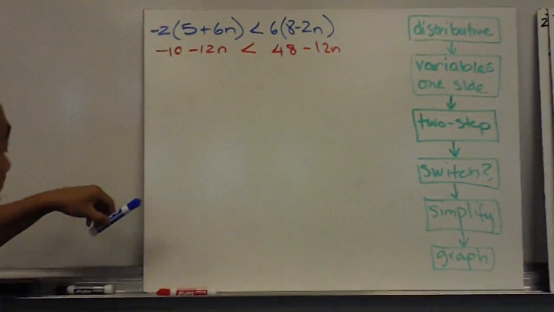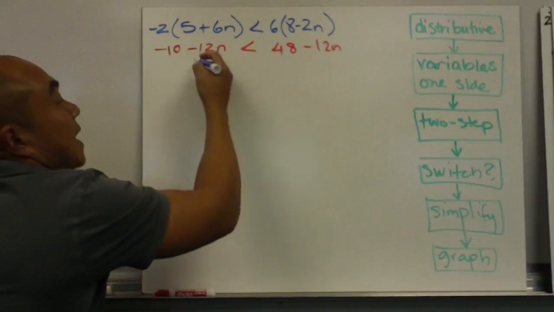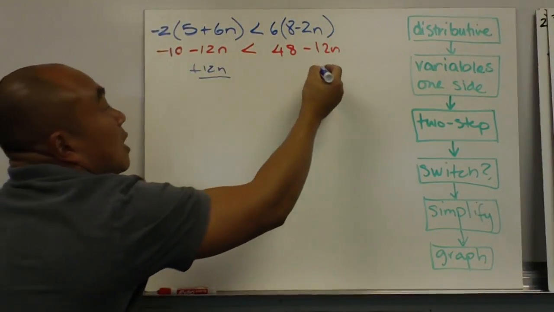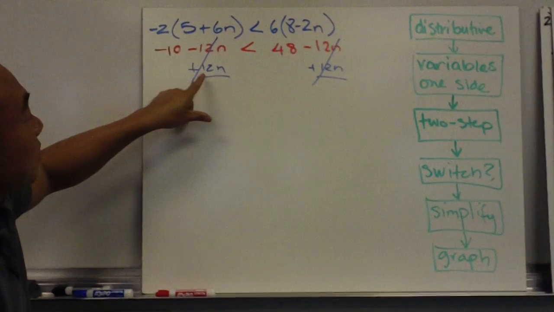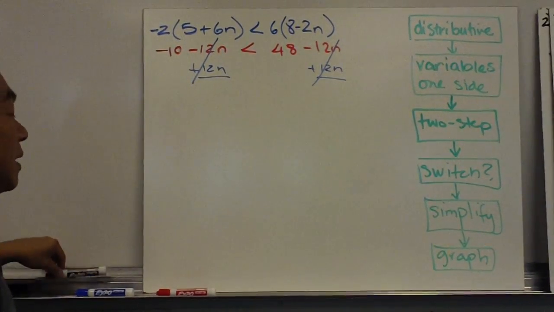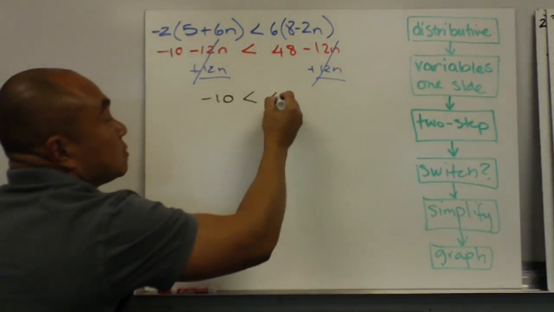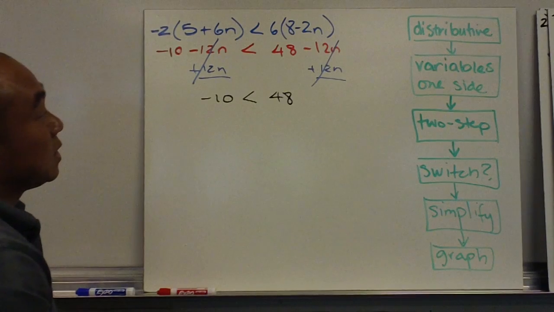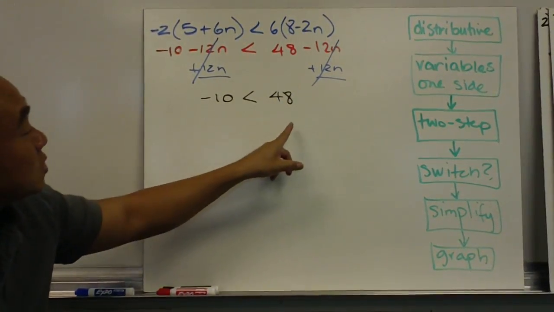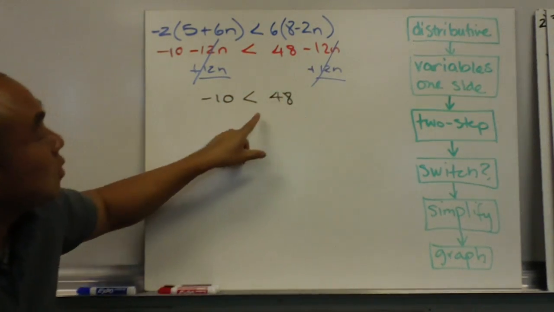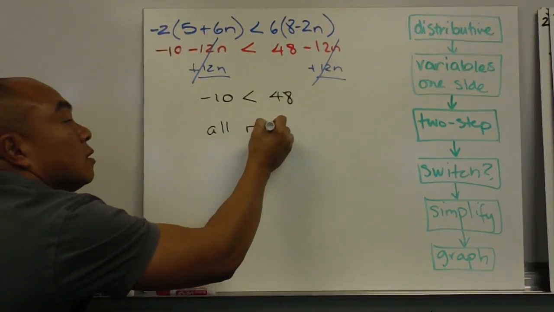Alright, let's keep going. Our next step here is, because we have variables on both sides, we're going to go ahead and make sure that it only has one of them. So I'm going to go ahead and just add 12n here. I'm going to add 12n here. What you notice is that they both kind of go away, because negative 12 and positive 12 gives me 0, so all I'm left with here is negative 10 is less than 48. And so what you have here is you have this answer, which is, is this true? And the answer is yes. So no matter what you put into the n, you'll always get this type of answer where it's always true. So the answer for this is going to be called all real solutions.